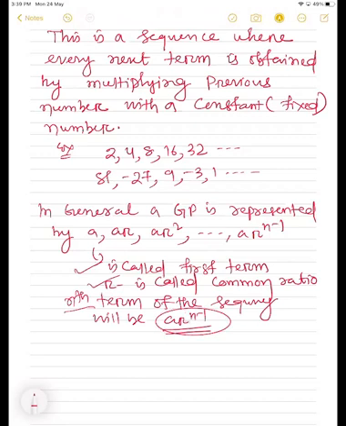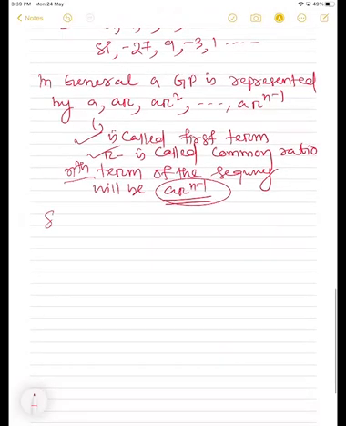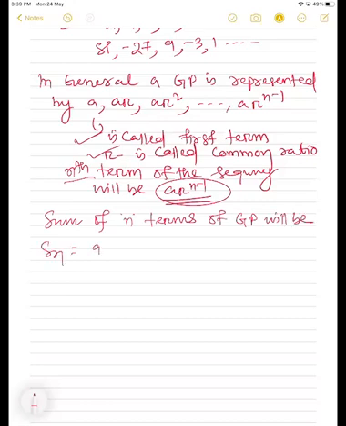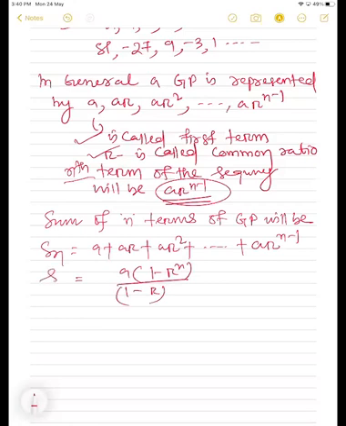Yes or no? So the sum of n terms of the GP will be how much? Sn is equal to a plus ar plus ar square plus dot dot ar to the power n minus 1, correct? Simplifying a little, it becomes a into 1 minus r to the power n by 1 minus r, correct? That is Sn.